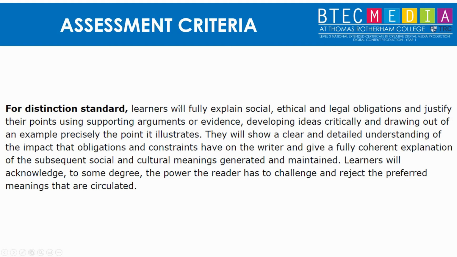I'm not going to bother reading through all these things because you can read through these in your own time. But this is taken from the actual exam board as well, that describes in detail what a distinction learner will do, or what a distinction assignment will do. So it says, for distinction standards, learners will fully explain social, ethical and legal obligations and justify their points using supporting statements, arguments or evidence, developing ideas critically, and drawing out an example precisely the point that it illustrates. They will show a clear and detailed understanding of the impact that obligations and constraints have on the writer and give a fully coherent explanation of the subsequent social and cultural meanings generated and maintained.